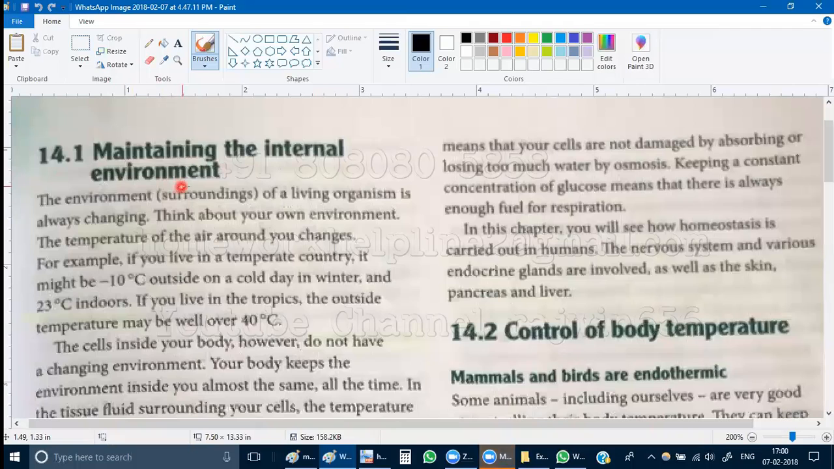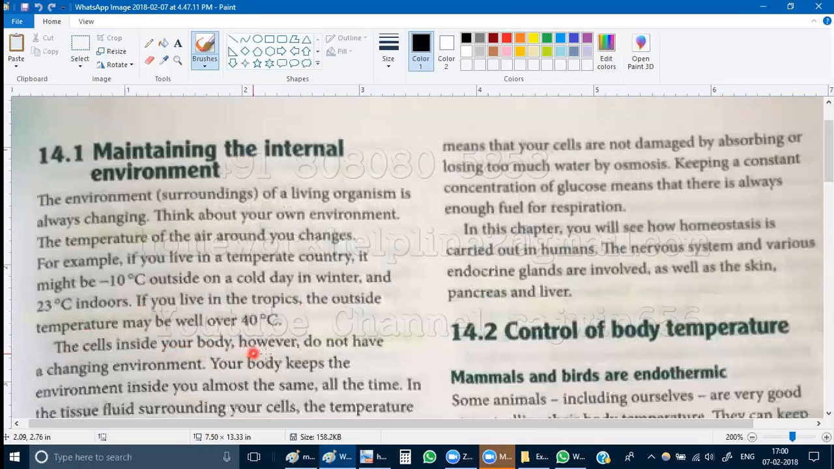Now, maintaining the internal environment. The surroundings of a living organism are always changing. Think about your own environment. The temperature of the air around you changes. For example, if you live in a temperate country, it might be minus 10 degrees Celsius outside on a cold dry winter and 23 degrees Celsius indoors. If you live in the tropics, the outside temperature may be well over 40 degrees Celsius. So under such conditions, maintenance of a constant body temperature is necessary.